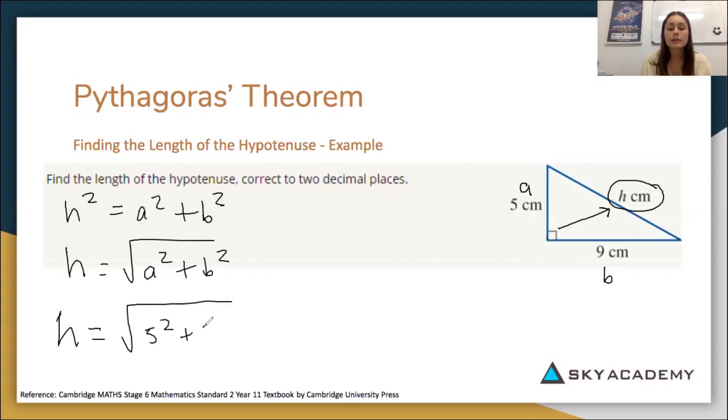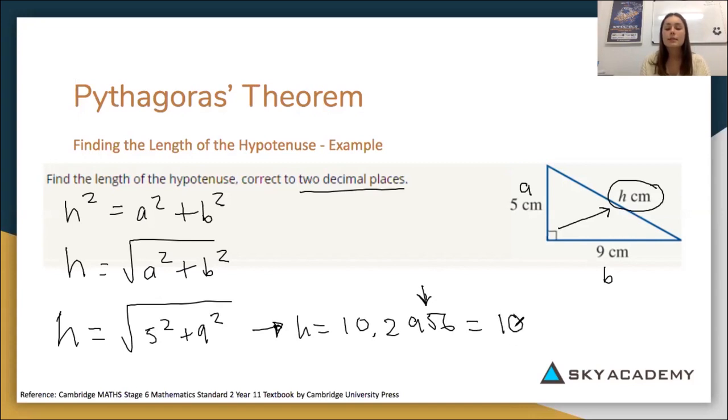And when you put that into your calculator, the answer will come out as H equals 10.2956. But because we want it to 2 decimal places, we have to round up, because that's 5 or greater, and then it becomes 10.30. So we just found the length of the hypotenuse, which is the longer side.